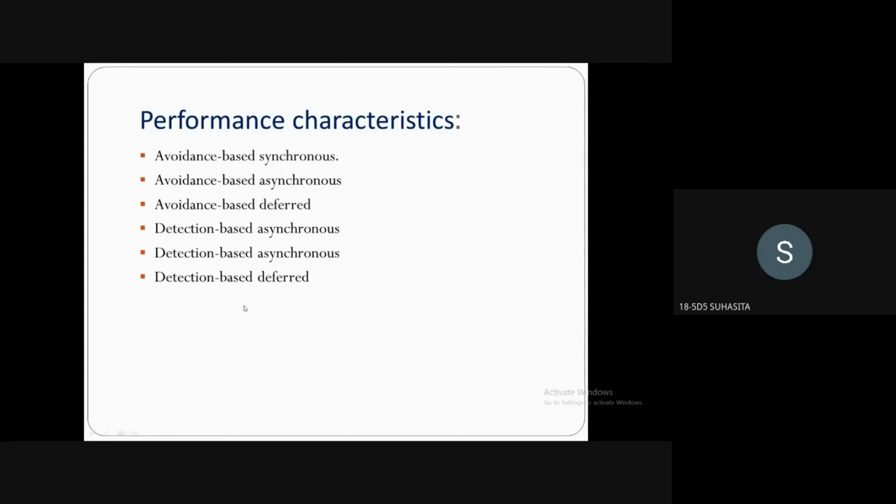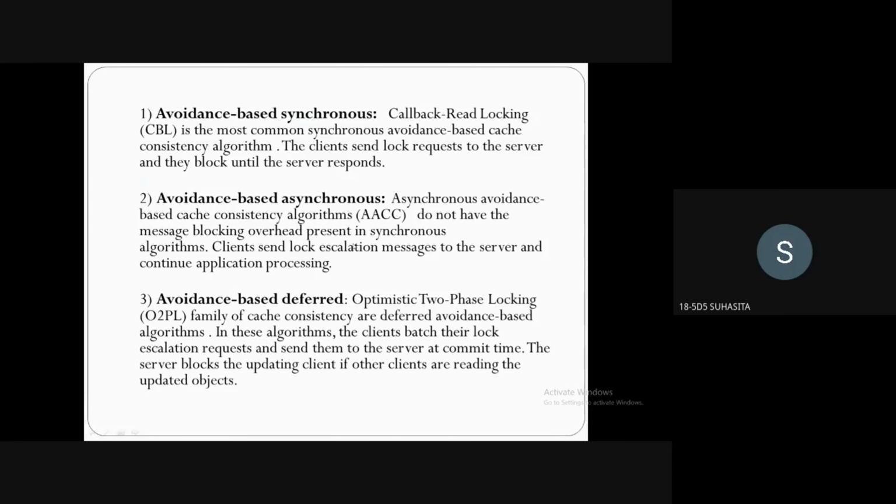So there are six performance characteristics. The first one is avoidance-based synchronous. Here we use a callback read locking algorithm. In this algorithm, clients send lock requests to the server, and they block those requests until the server responds. Next one is avoidance-based asynchronous. In avoidance-based asynchronous, there is no message blocking. If the client sends any lock request, there is no need to block the request. Here they can continue their application processing.